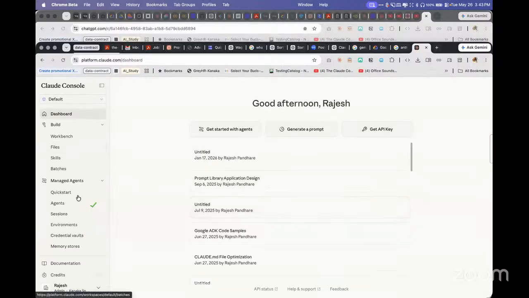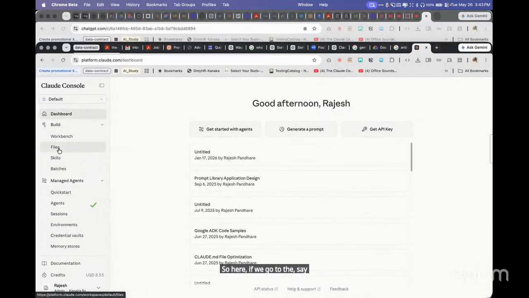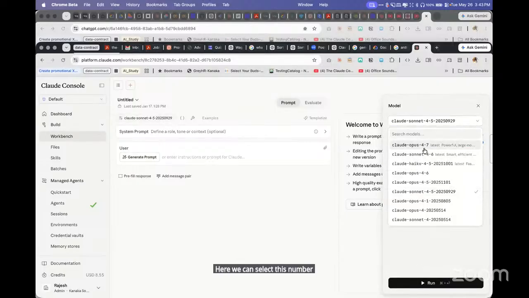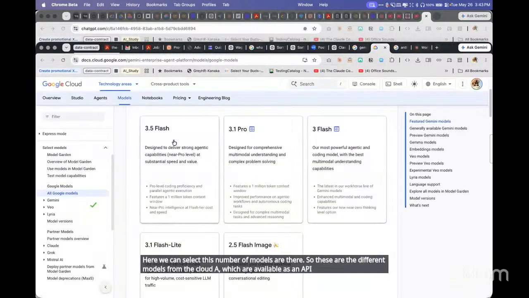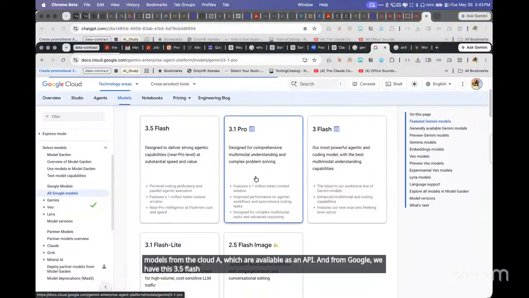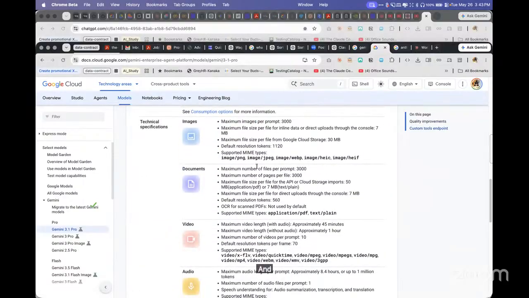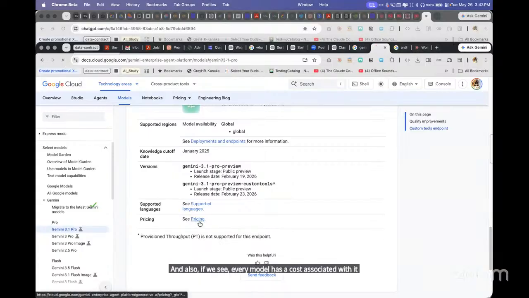Here, if we go to the build workbench, we can select from a number of models. These are the different models from Claude which are available as an API. And from Google, we have 3.5 Flash and 3.1 Pro, and 3.1 Pro also has a different variation. Also, every model has a cost associated with it. So let's see the pricing.